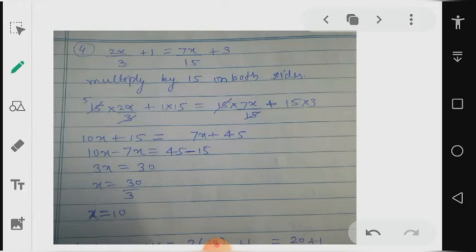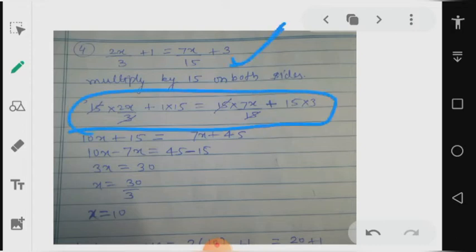In the fourth example, there is a fraction, and fractions appear on both the sides. Okay, no problem. When there is a fraction, the first thing is to take the LCM. So the LCM of 3 and 15 is 15. Then multiply the whole equation by 15, on both sides. So we are writing this whole thing as multiplied by 15 on both sides.